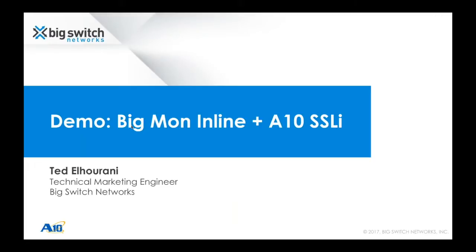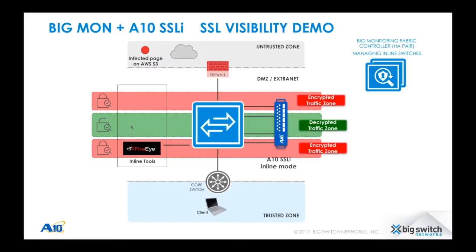Now, let's take a look at the steps of the demo that we will go through. So the demo is really two parts. In the first part, we have the FireEye NX series appliance inserted in the encrypted zone. Note that the box is in the encrypted zone. That means when the traffic comes in, it will only see encrypted traffic. It won't be able to detect and alert against malware. And the traffic, of course, will continue and will hit the service.